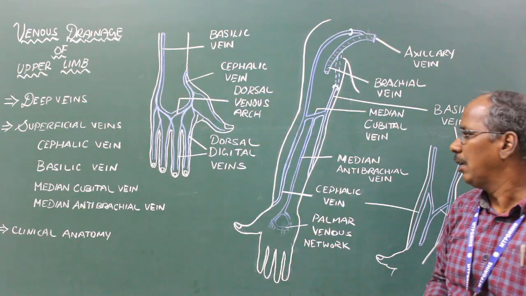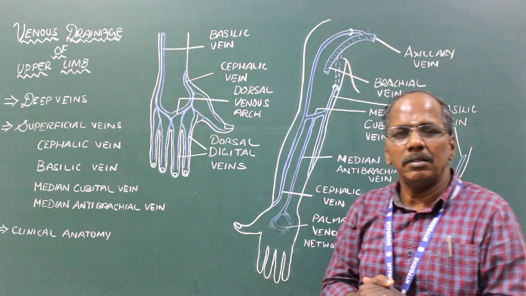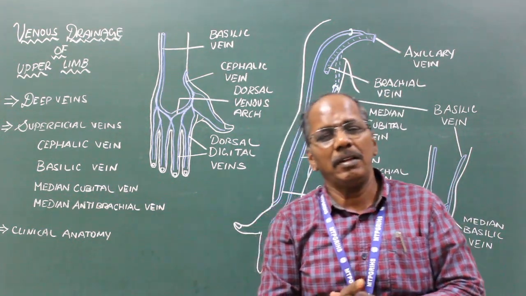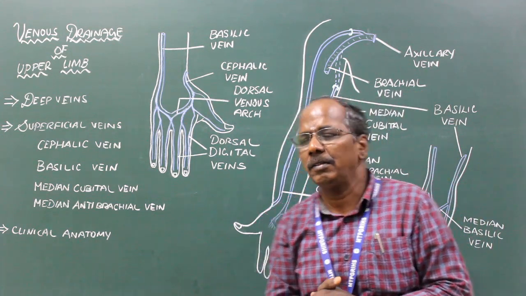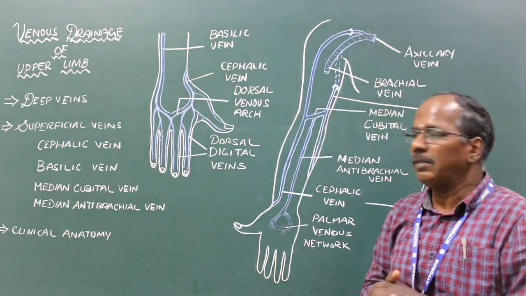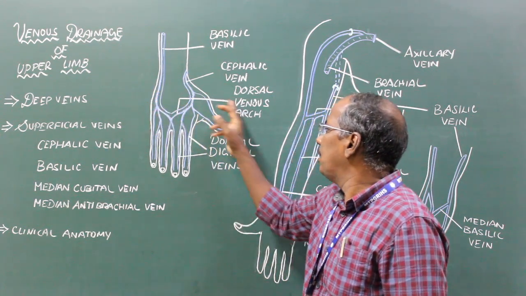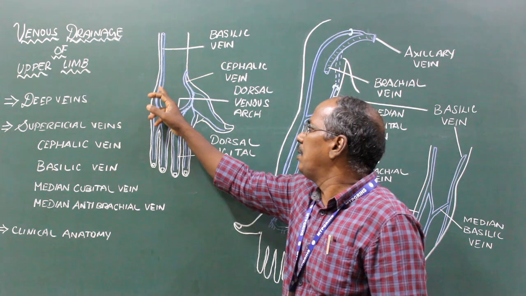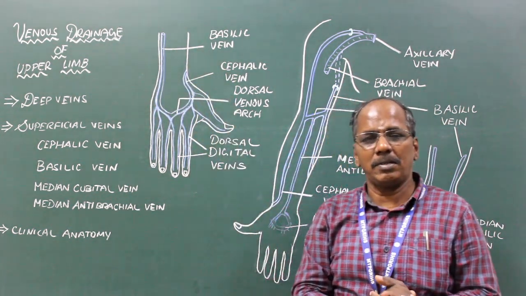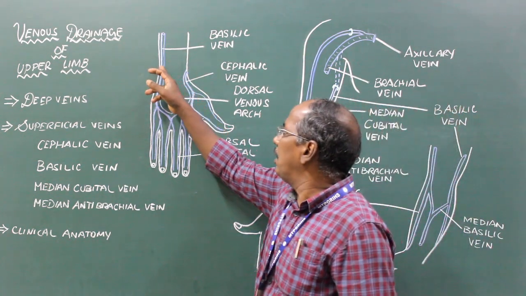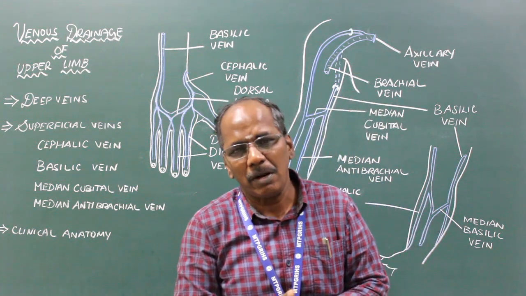Basilic vein. It is one of the major superficial veins of the upper limb. It is a postaxial vein. Formation. The medial end of the dorsal venous arch continues as basilic vein. Course. It runs along the medial margin of the dorsum of forearm.